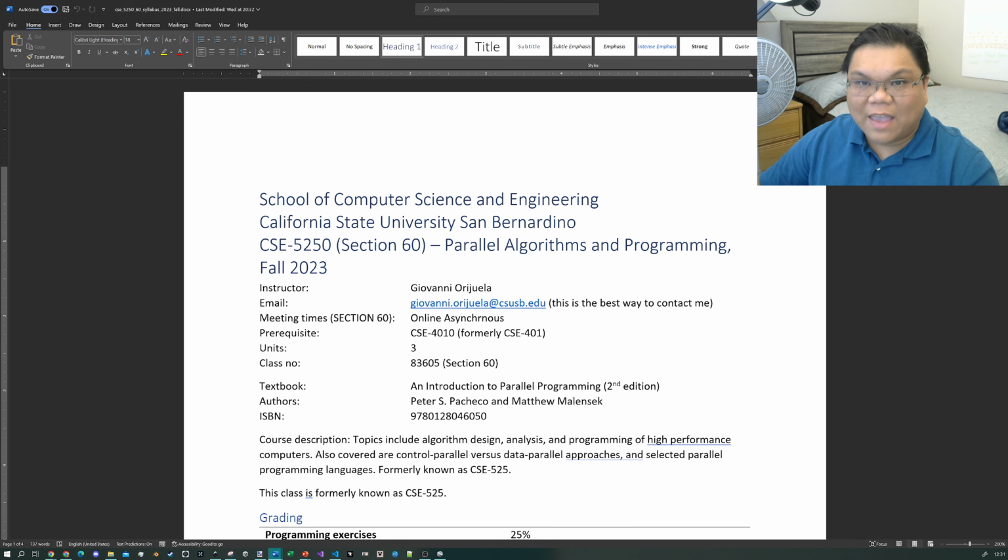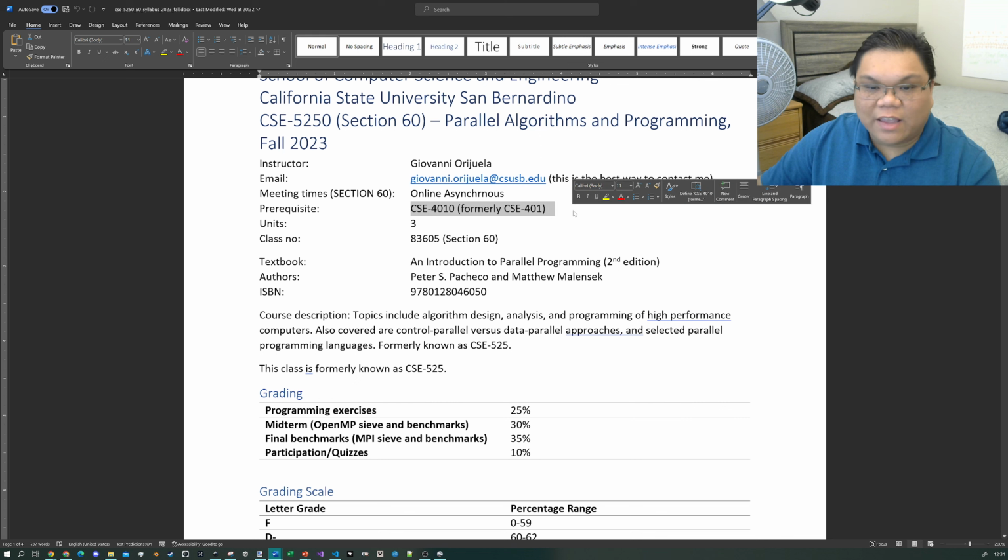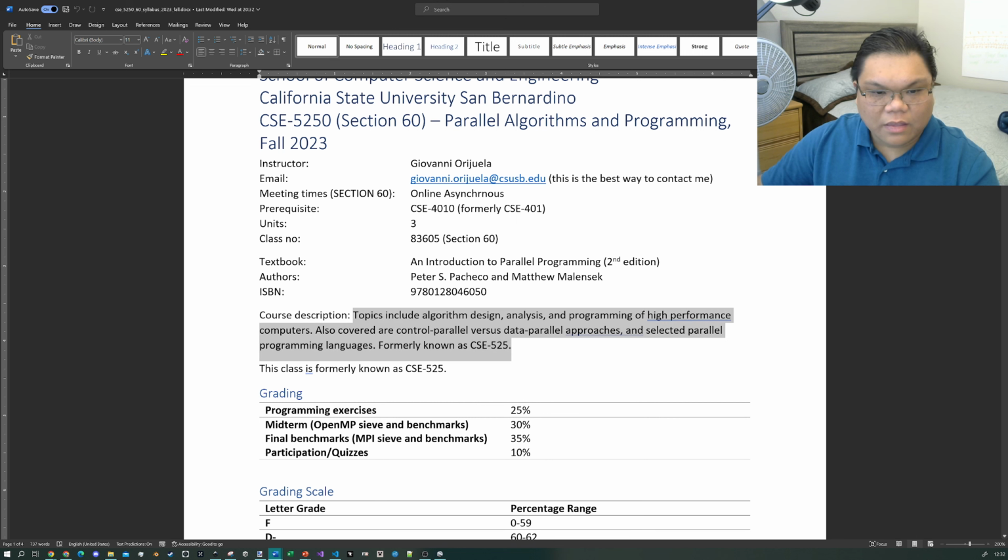But if you have any sort of matter that cannot be easily answered via email, we can organize and schedule a Zoom meeting. As I said, this is an online async course, but here are the prereqs. CSE 4010, or what used to be 401 under the quarter system. Topics include algorithm design, analysis, and programming of high-performance computers, control parallel versus data parallel approaches, and selected parallel programming languages. This used to be known as CSE-525 under the quarter system.